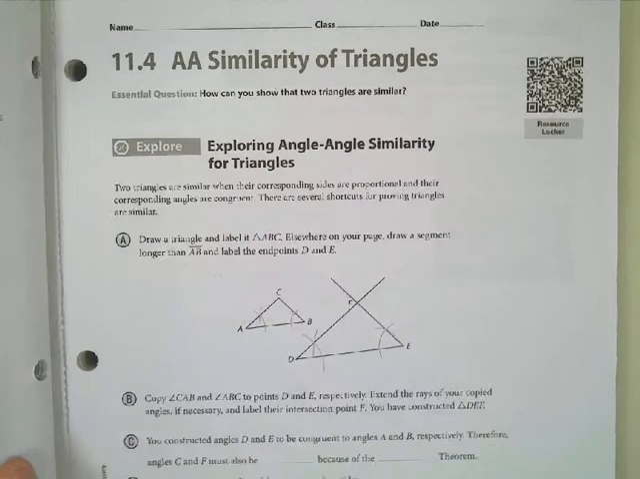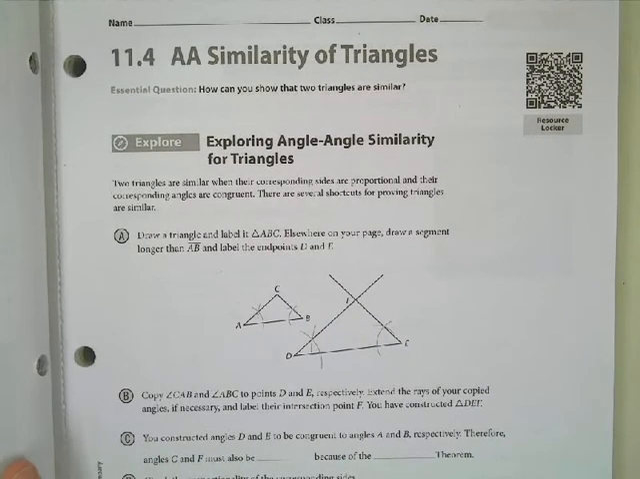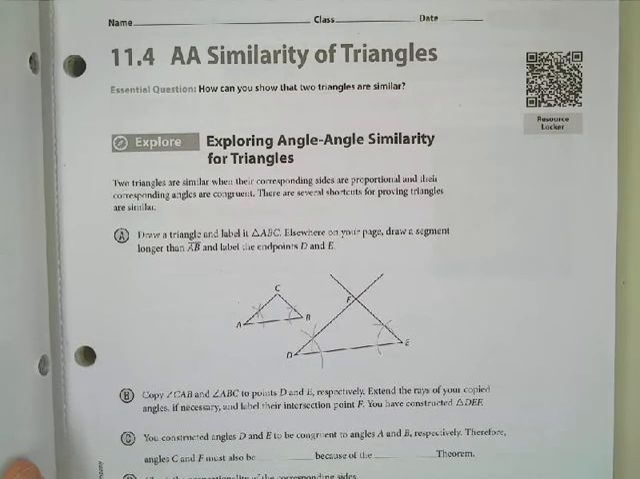shortcuts that we knew. Remember, we knew that, for example, side, side, side, we could use to prove two triangles congruent, or angle, side, angle, or angle, angle, side. Those are all congruences, right? Congruence is trying to show that two triangles are the exact same triangle.